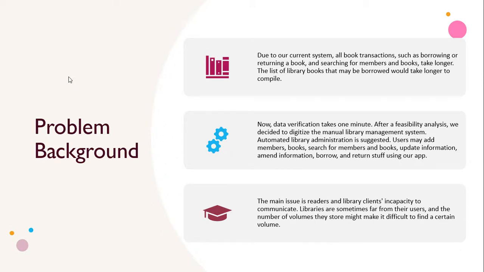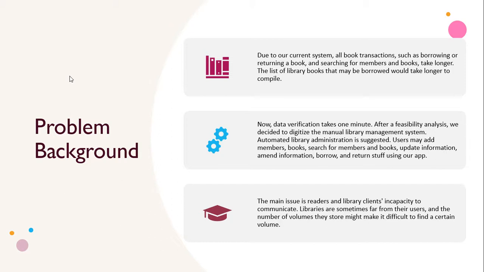Now we go to the problem background. Due to our current system, all book transactions such as borrowing or returning a book and searching for members and books take longer. The list of library books that may be borrowed would take longer to compile. Now, data verification takes 1 minute.